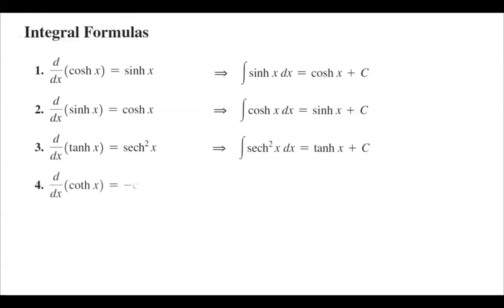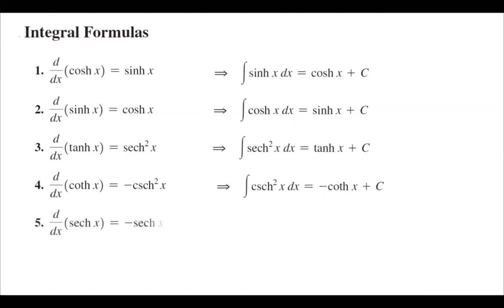The derivative of hyperbolic cotangent is negative hyperbolic cosecant squared. So when you take the integral of both sides, the integral of hyperbolic cosecant squared of x dx is negative hyperbolic cotangent of x plus c.